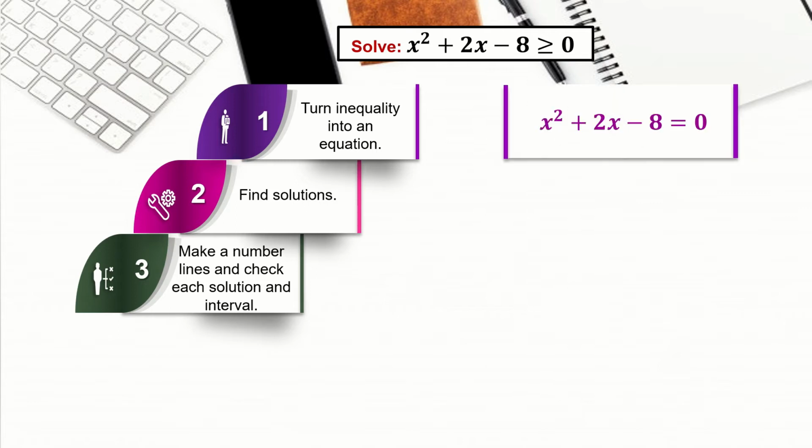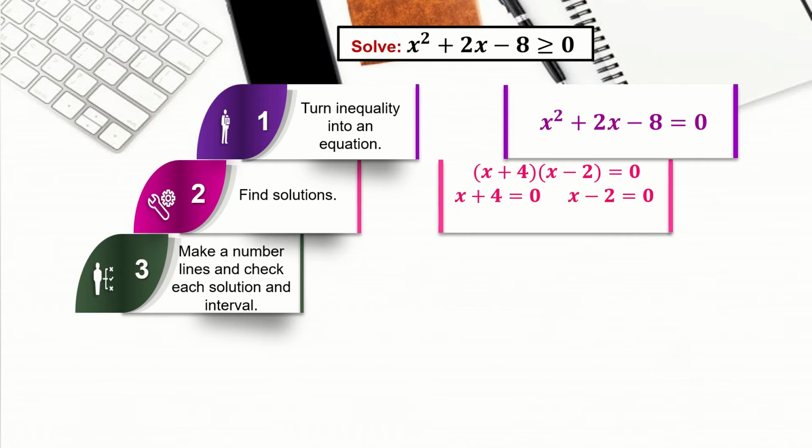So, the first step, we have x squared plus 2x minus 8. The greater than or equal sign will become an equal sign, so equal to 0. For the solution of that, we have factoring. That is x plus 4 times x minus 2 equal to 0. Equate both to 0. So, x plus 4 is equal to 0, x minus 2 is equal to 0. So, our x here is negative 4 and positive 2.